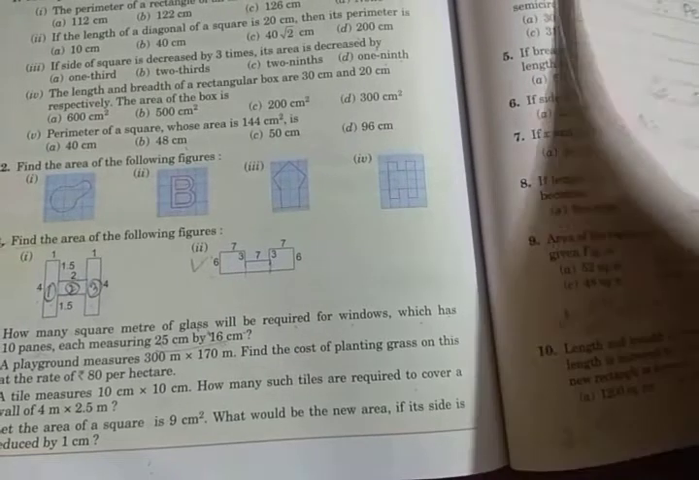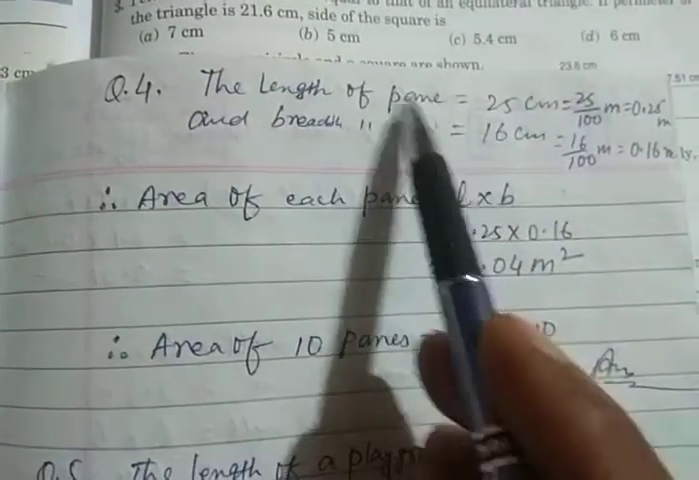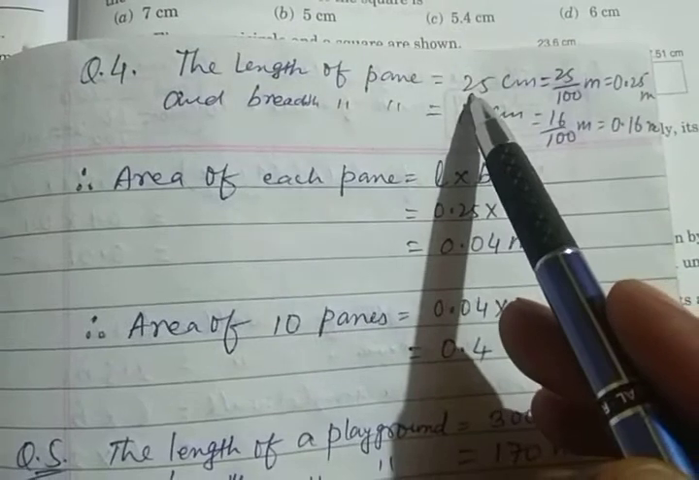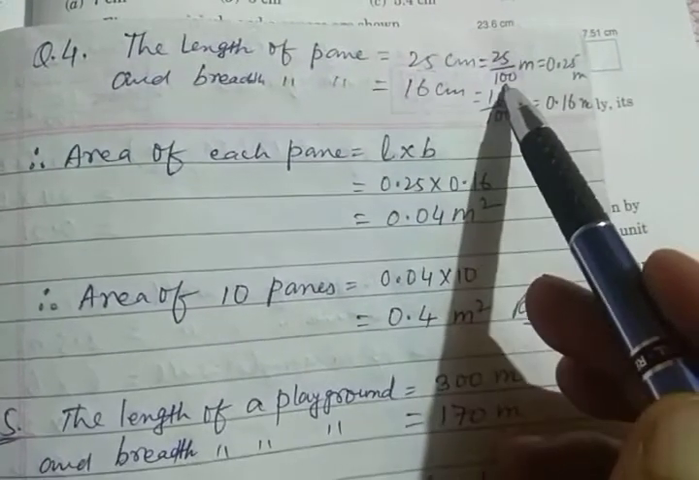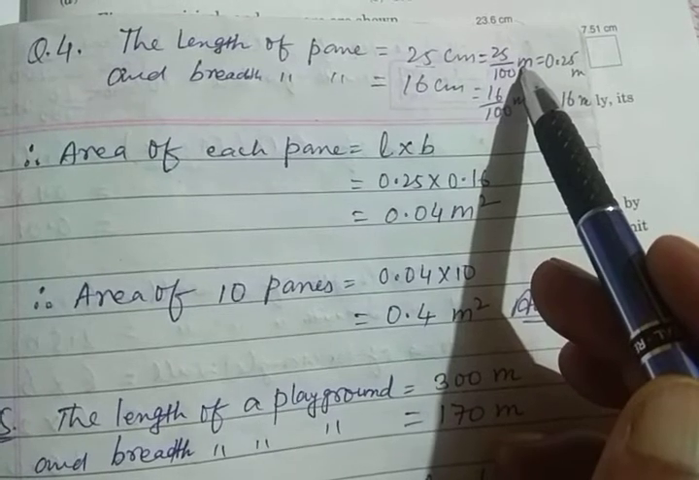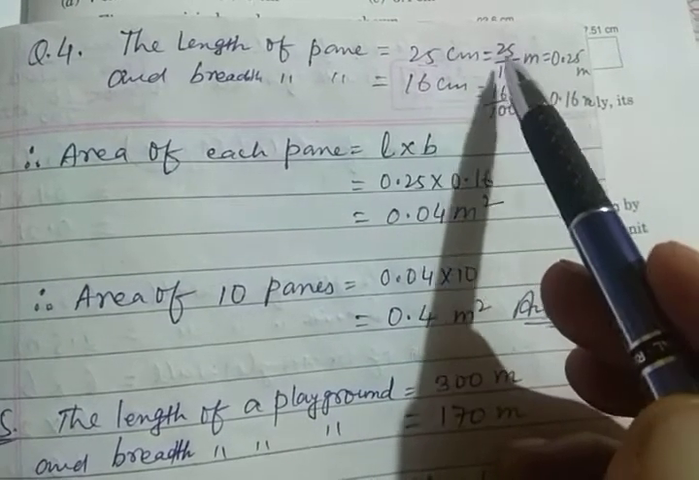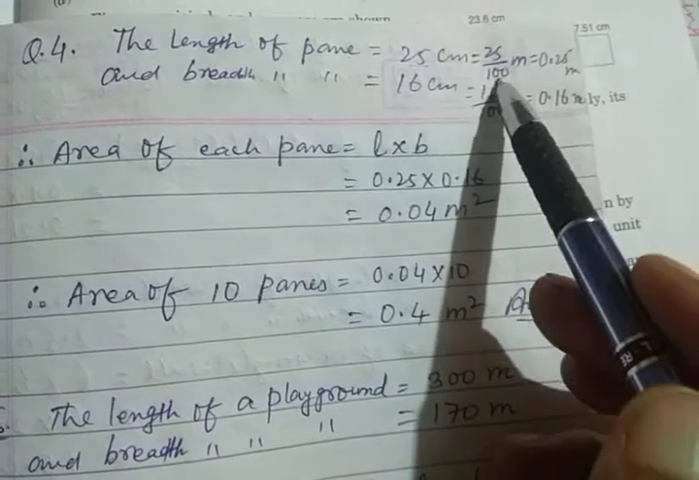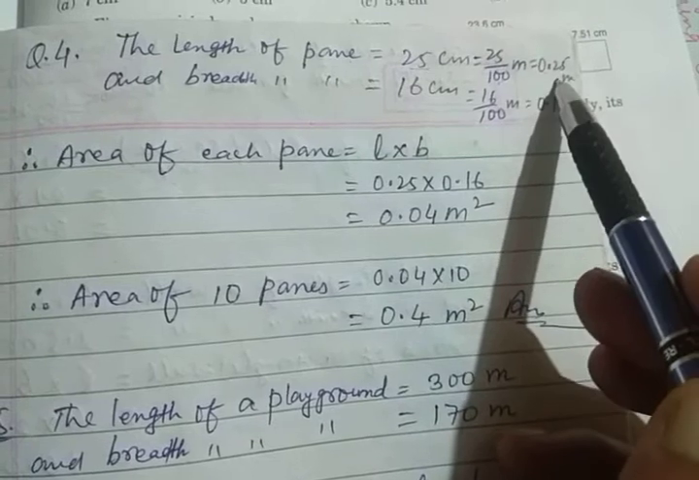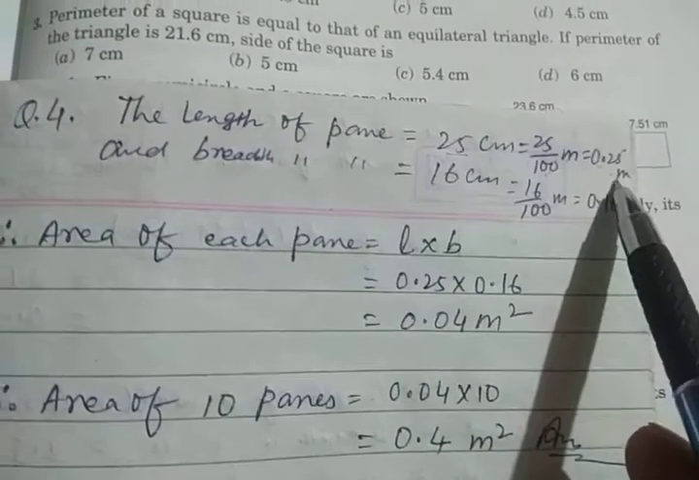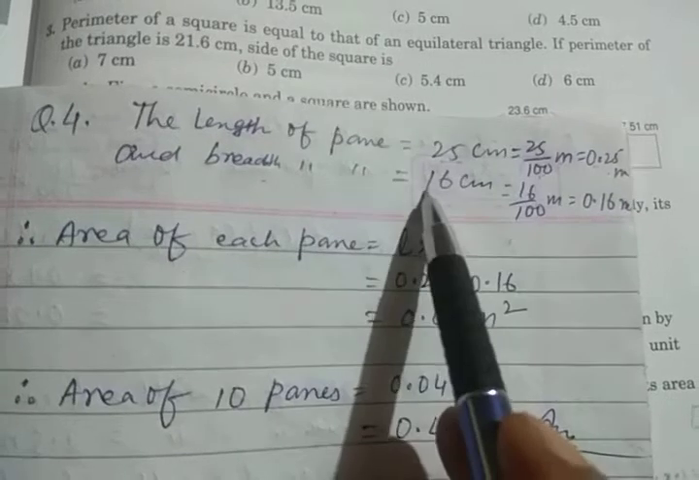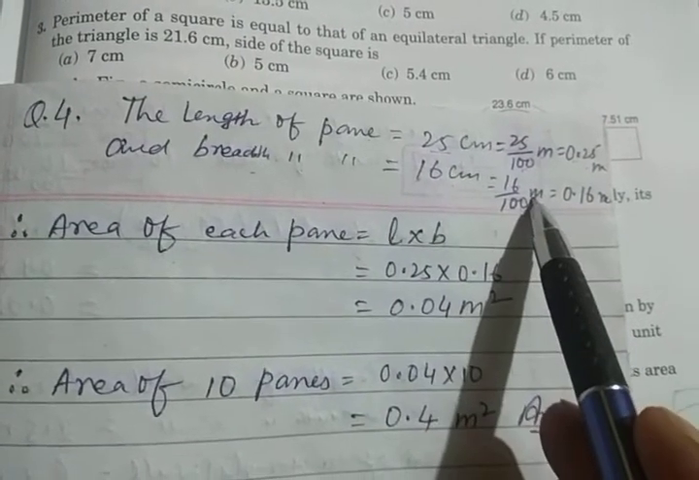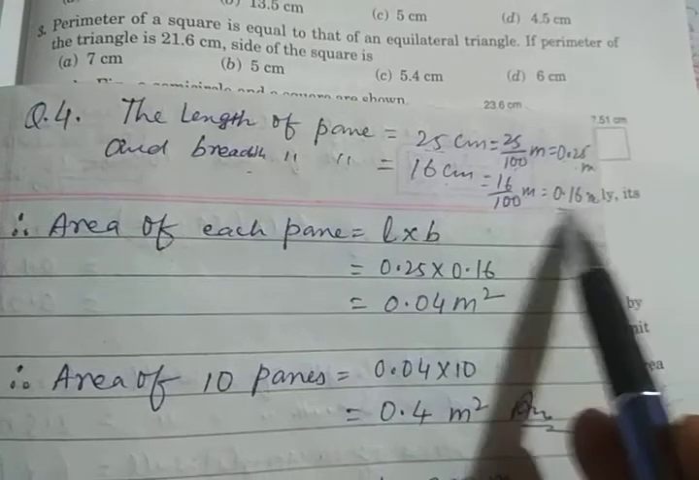So I have solved here. Please see this. The length of pane is equal to 25 centimeter means 25 by 100 meter. We know that 1 meter equal to 100 centimeter. So we divide 25 centimeter by 100. We get 0.25 meter. Clear? And breadth of pane is equal to 16 centimeter means 16 by 100 meter is equal to 0.16 meter.